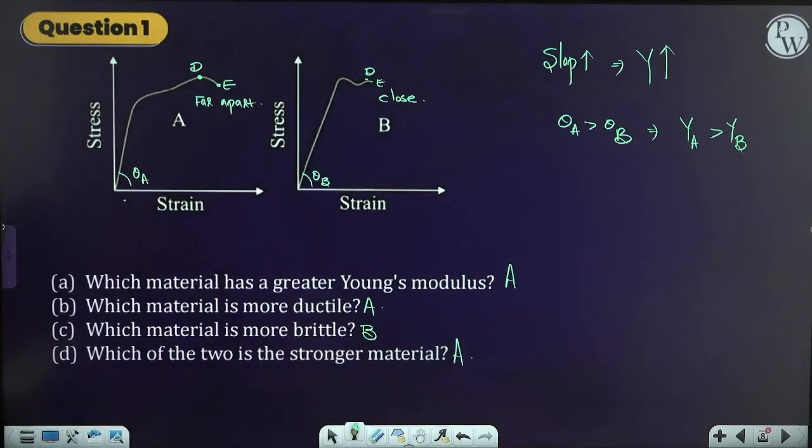Understood this part? Any doubts here? Just have a look at the questions once.